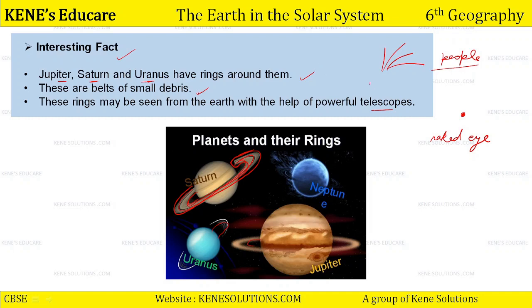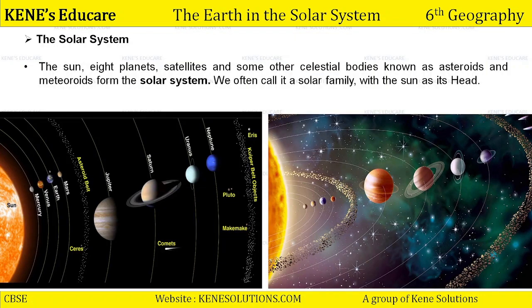This telescope is the thing that helps us read and study the solar system and see the changes and motion of the planets, moon and stars. Okay, so beginning with the solar system. What is the solar system? The solar system consists of the sun, the eight planets, satellites and other celestial bodies such as asteroids and meteoroids, and they all together form the solar system.